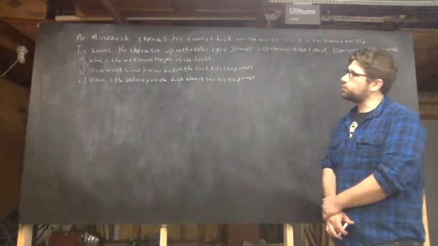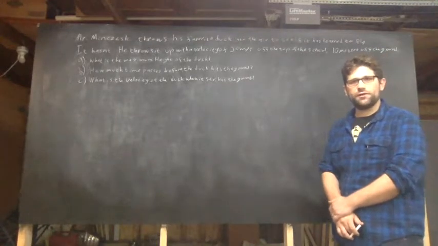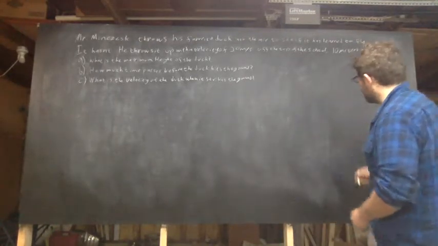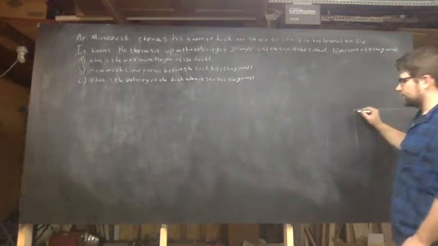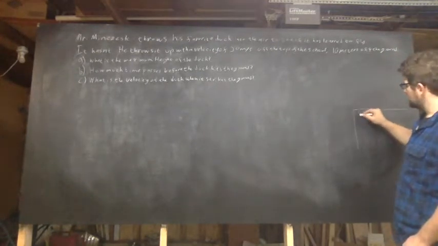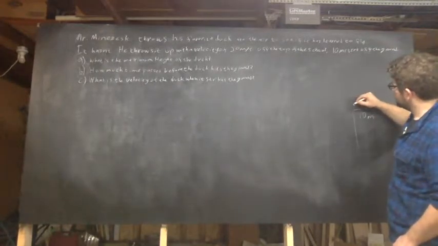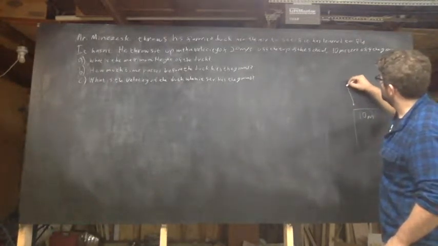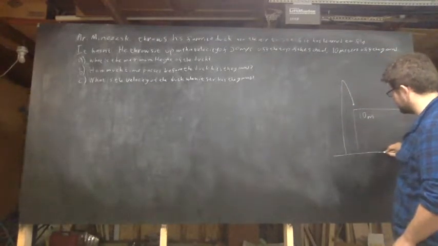So, this problem is going to be much easier if we start by drawing ourselves a little sketch. So, let's go ahead and say, this is the school. It's 10 meters off the ground. Mr. Macheski throws the duck up, and then it comes down and hits the ground.